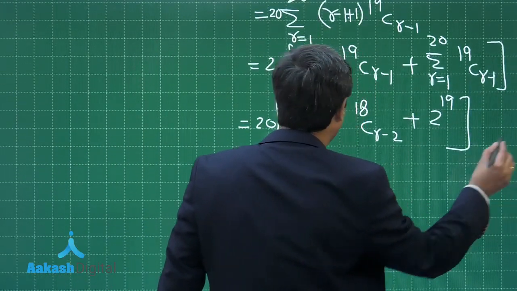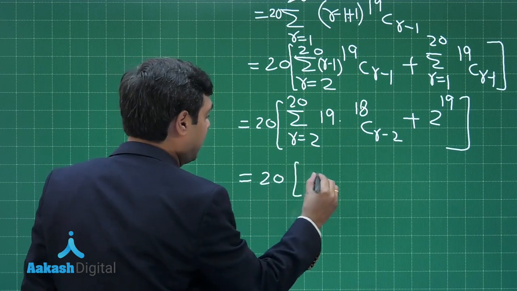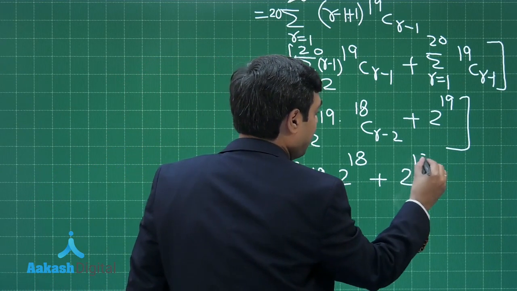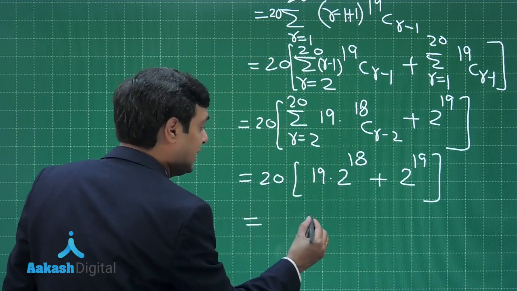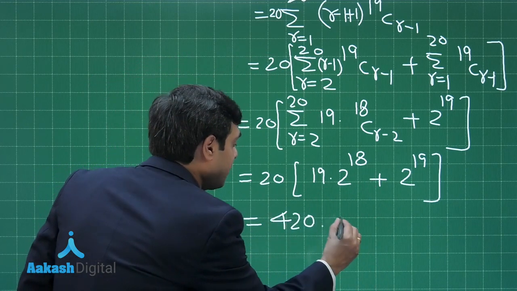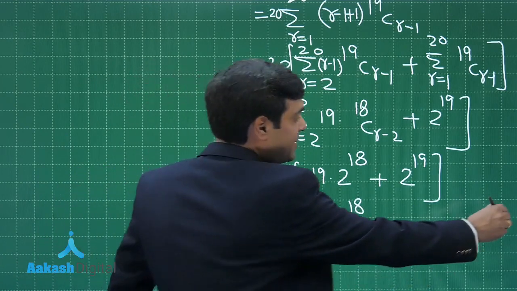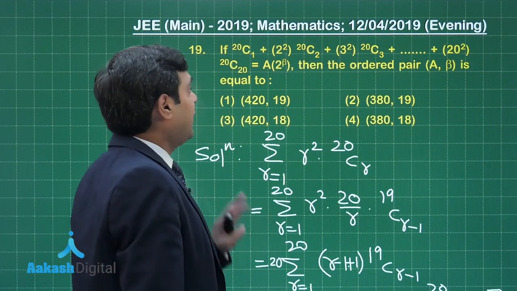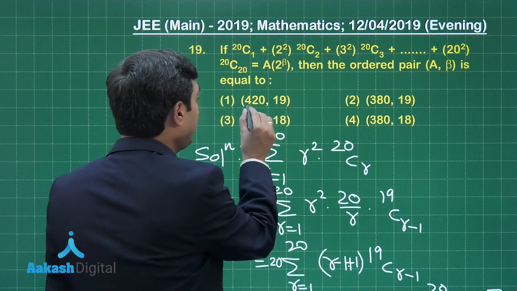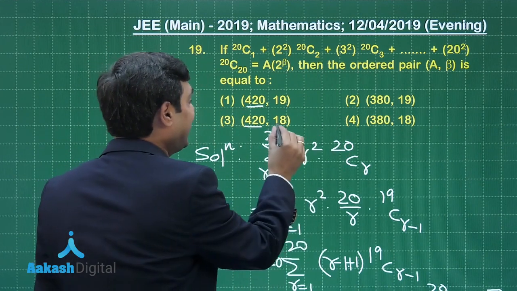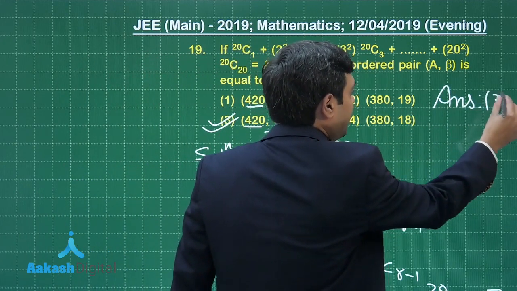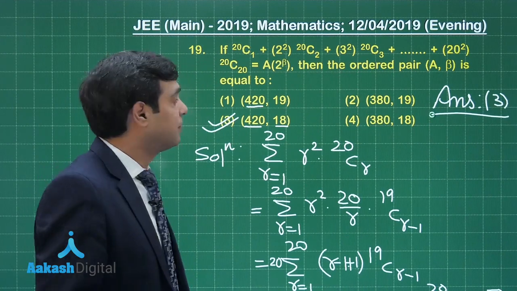Now when you put here 2 to 20, this is also 2 to the power 18. So let's put the value here. This is 20 multiplied with 19 into 2 to the power 18 plus 2 raised to the power 19. Taking 2 raised to the power 18 common, we get 19 plus 2, that is 21. So it is 420 into 2 raised to the power 18. Now let's see from the given options. It is given it is equal to a into 2 to the power beta. So you can clearly see 420 is there in 2, but 18 is mentioned only in option 3. So the correct answer is option number 3. Let's move on to the next one.